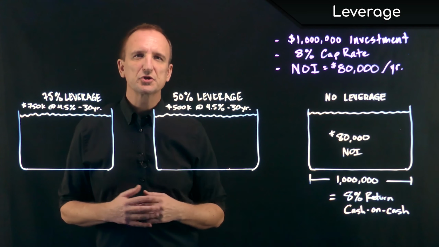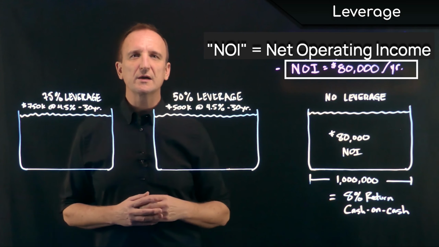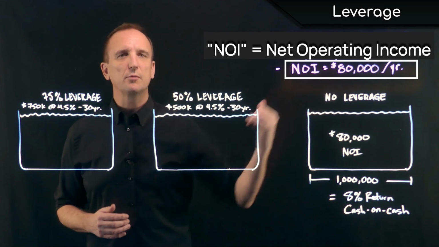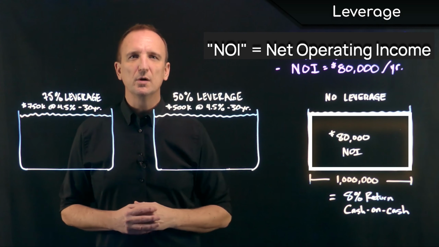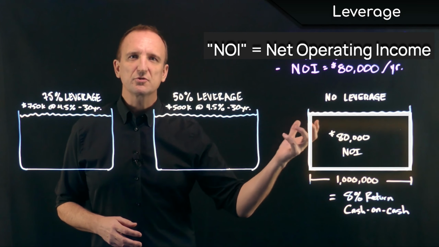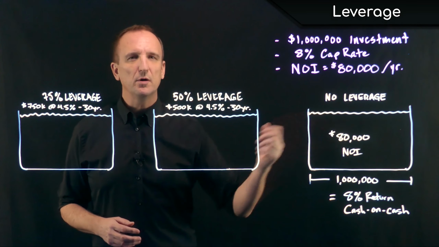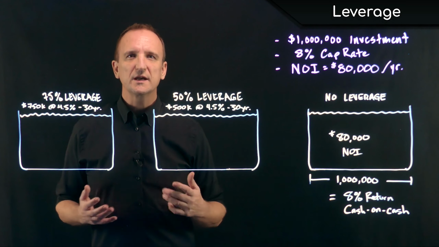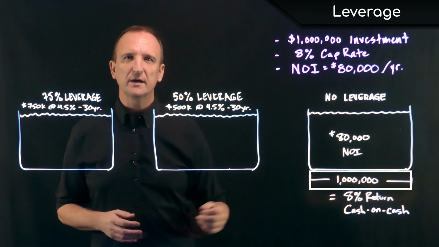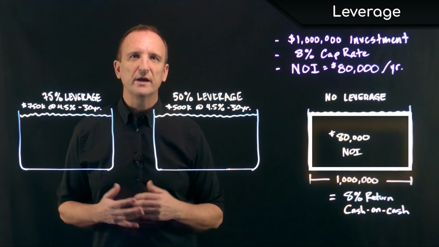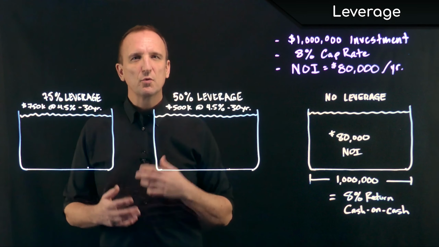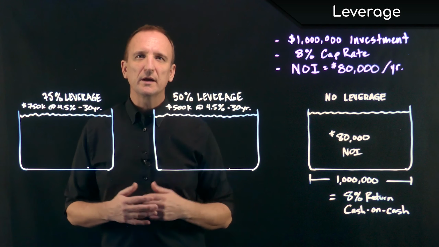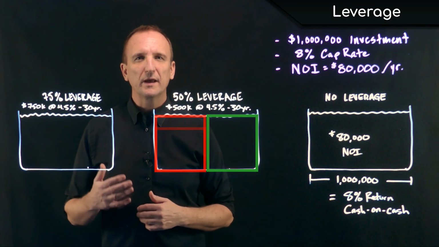A good way to demonstrate this is to think of the cash that is generated by the property, in this case, the $80,000 of NOI, going into a bucket. With the investor using no leverage, they get to keep all of the cash in the bucket. In this case, they invested $1 million and are getting a cash return of $80,000 each year for an 8% cash-on-cash return. So when we think about leverage, think about it as partnering with the bank, but at a lower cost.